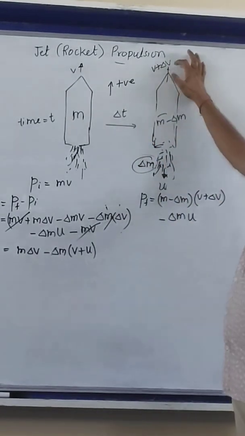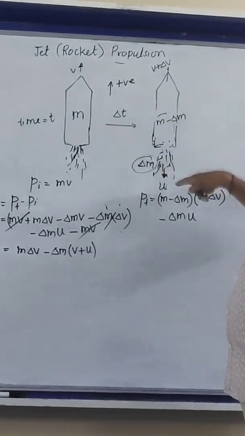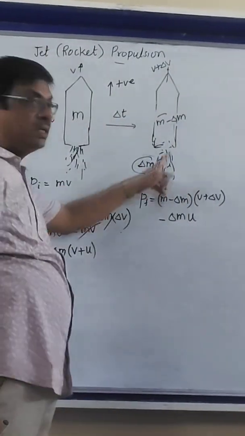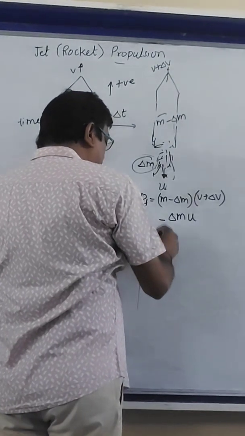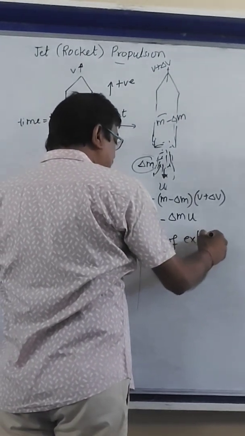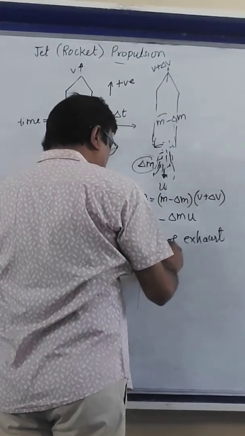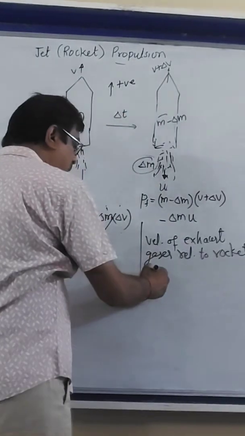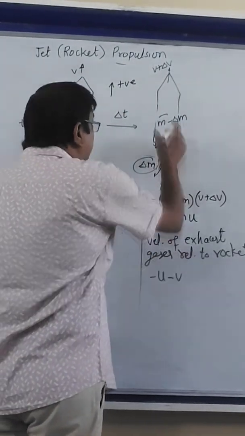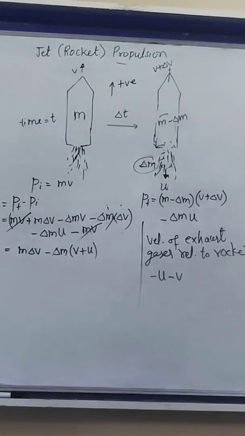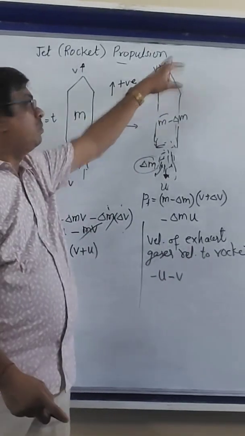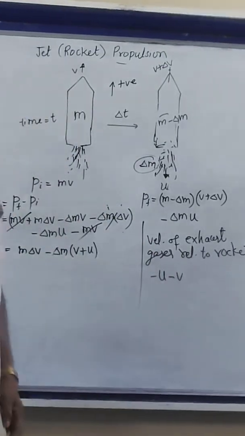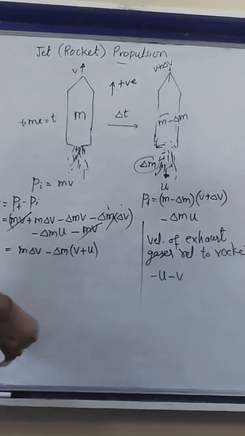Now try to understand, of course delta v is very small. The velocity of exhaust gases relative to rocket, if I have to write the velocity of exhaust gases relative to rocket, is minus u minus v, because I am ignoring delta v. Delta v is small. So v plus delta v is v only. For example, 1 crore plus 1 can be taken as 1. You can ignore 1 because 1 crore itself is very big.